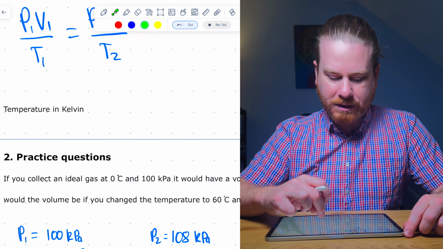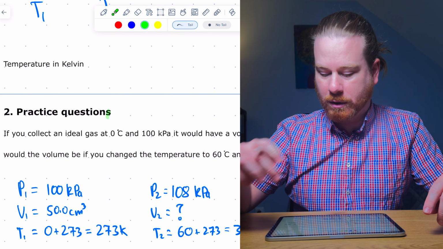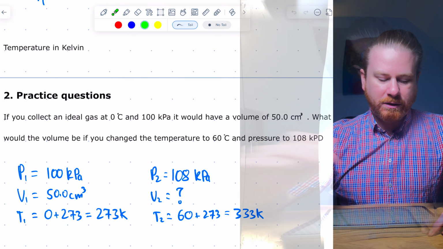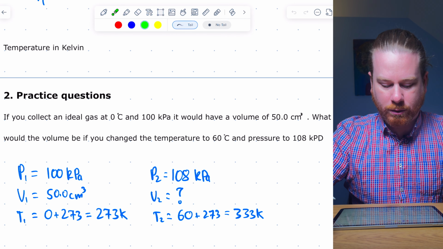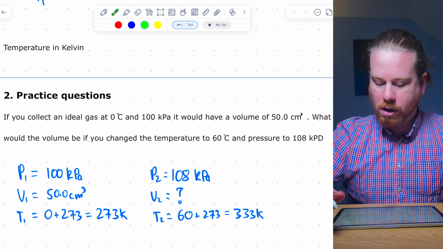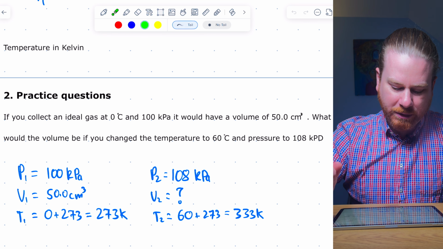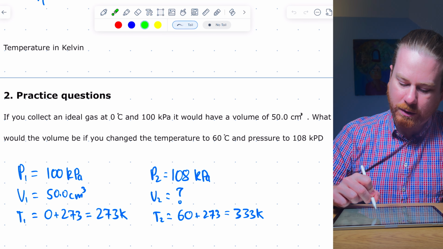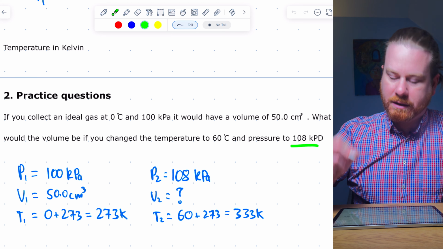Okay, so now let's put this into practice. So we've got some practice questions. Well, in fact, it's only one practice question because it is very straightforward. So here is our question. If you collect an ideal gas at 0 degrees Celsius and 100 kilopascals, it would have a volume of 50 centimeters cubed.